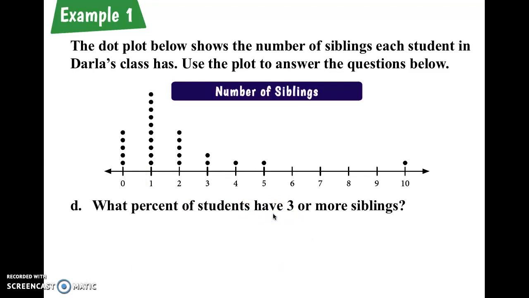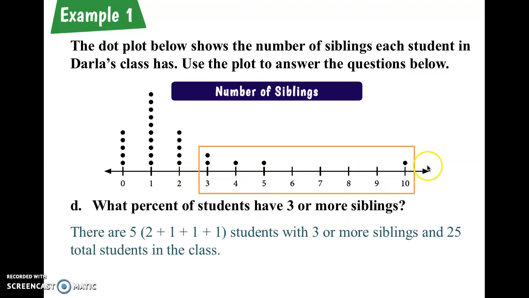So this would be a slightly more challenging question. What percent of the students have 3 or more siblings? So first we need to make sure we know who is included in this data. We want all students who have 3 siblings or more. So we have 1, 2, 3, 4, 5 students. So 5 students out of, there were a total of 25 students in the class.